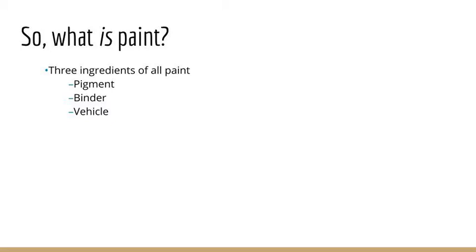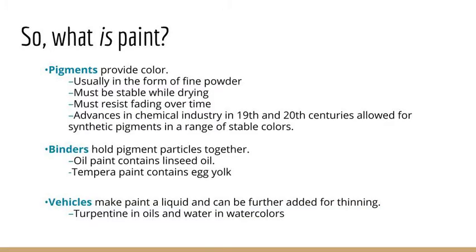There are 3 ingredients in all paint. There's pigment, binder, and then there's a vehicle. Pigments provide color, usually in the form of fine powder. They must be stable while drying, and they have to resist fading over time, or else they're not a good pigment. Also, advances in the chemical industry in the 19th and 20th centuries allowed for synthetic pigments in a range of stable colors, and that's very helpful because a lot of things that we were making pigments out of before were either very rare or also could be toxic, such as cadmium red. But yeah, so the pigment is basically what the color itself is.